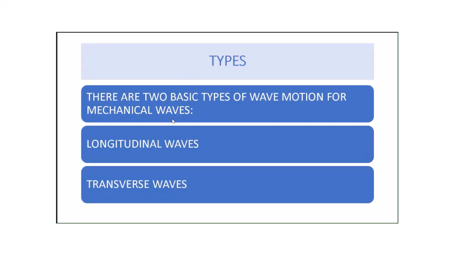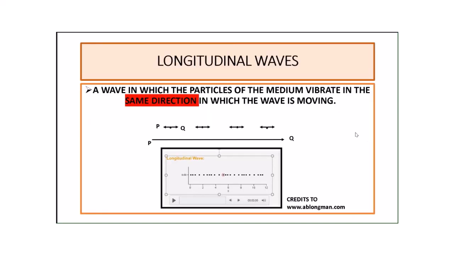There are two basic types of wave motion for mechanical waves: longitudinal wave and transverse wave. We shall be doing both of them one by one. We will begin with longitudinal waves. A longitudinal wave is a wave in which the medium particles vibrate in the same direction in which the wave is moving. A longitudinal wave has been illustrated in a figure over here.